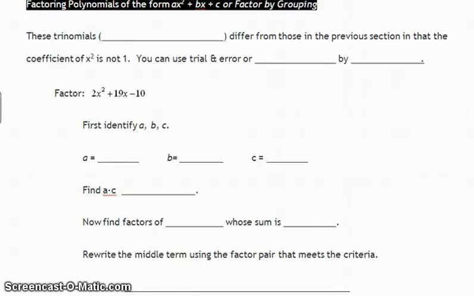Welcome back. We are going to be working in this video on factoring trinomials, or expressions with three terms, that are in the form ax squared plus bx plus c. The difference between this and our previous video is that the coefficient of the squared term is not 1. Now you can use trial and error. To me that's kind of like sitting in the truck spinning my wheels in the mud and not getting anywhere. Or we can use a process called factor by grouping.